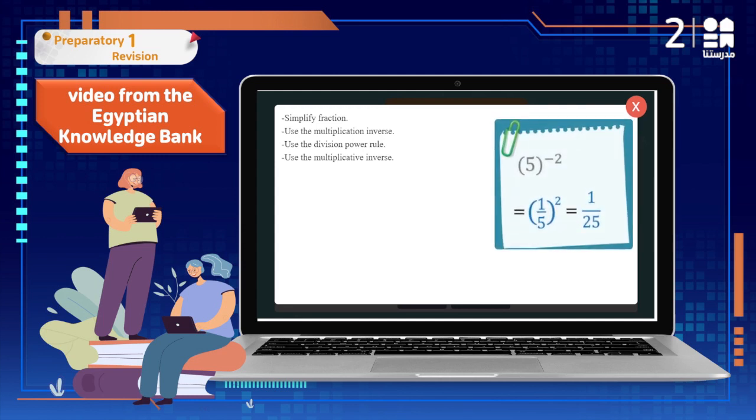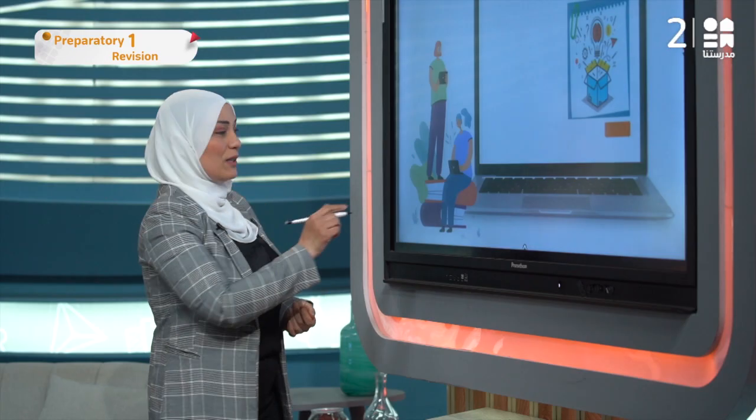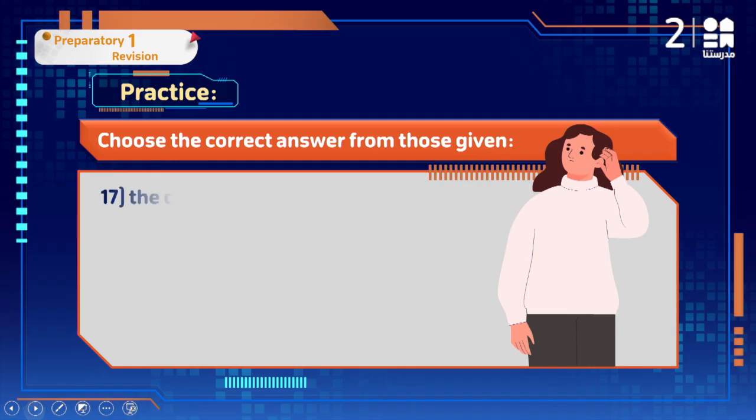And also, we can use the multiplicative inverse in this exercise to be 1 over 5 all to the power 2, which equals 1 over 5 all squared, and that is equal to 1 over 25, which is the result we want to get. Now let's complete our questions.